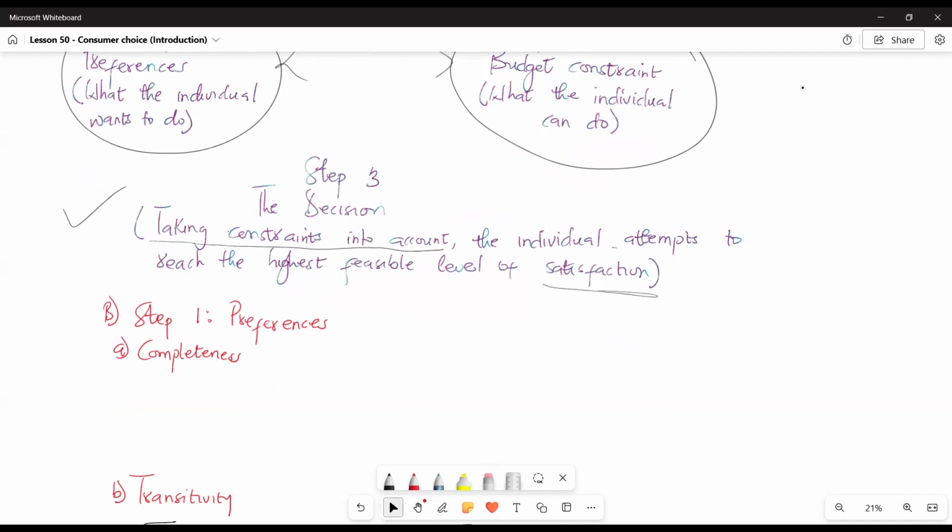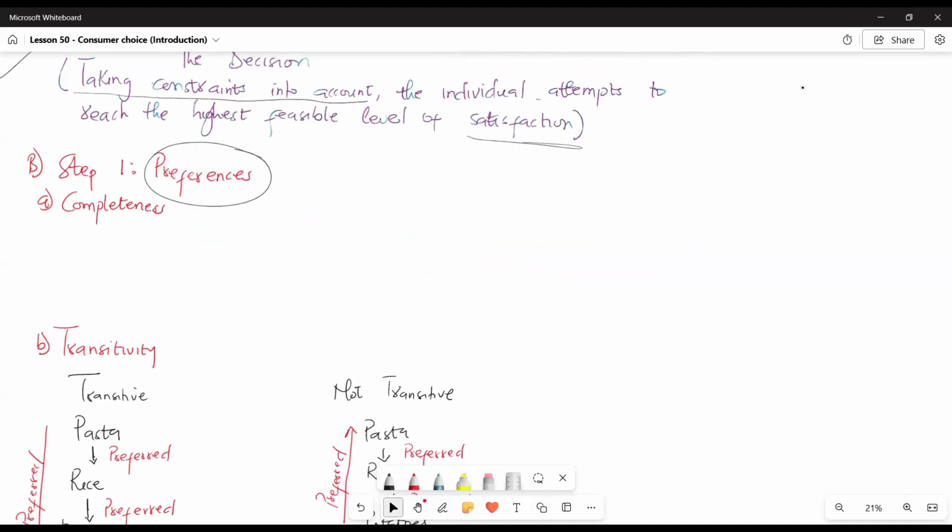So we are going to be looking at these steps in our various lessons, and we are going to start from preferences. Let's assume that there are 3 commodities: rice, pasta, and potatoes. Let's examine Ella's preferences for these 3 commodities. To begin with, we have to make some assumptions about Ella's preferences. And the first assumption we are going to make is completeness.